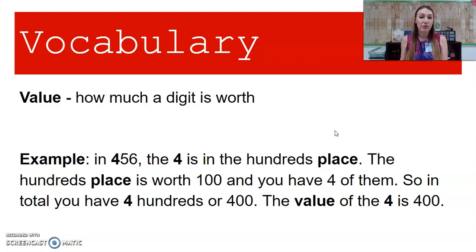Value is how much those digits are worth. For example, in 456, the 4 is in the hundreds place. The hundreds place is worth 100, and you have 4 of them. So in total, you have 4 hundreds, or a value of 400.